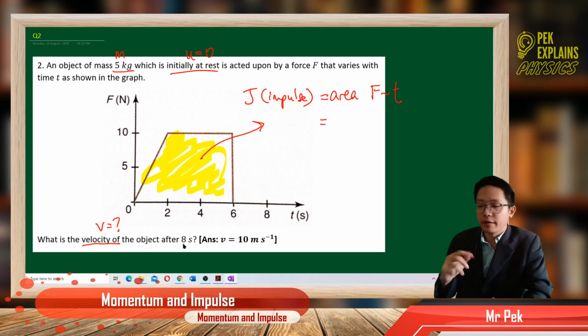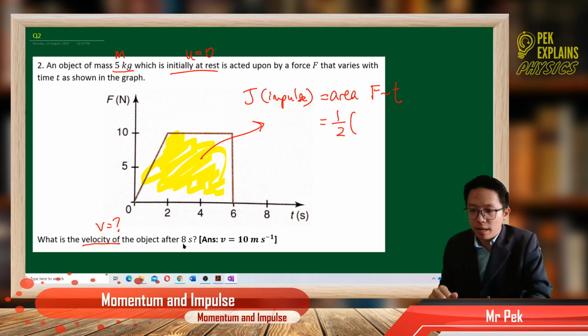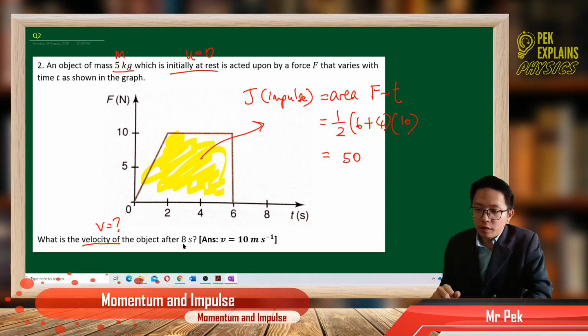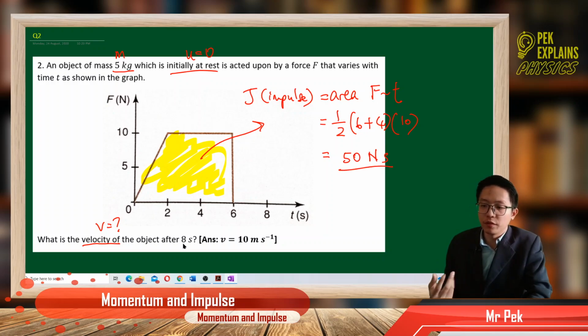Let us find the area under the graph. This is a trapezium. So the formula for trapezium is half times 6 plus 4 times the height, which is 10. So this gives us 50 Newton second. So Newton second is the unit for impulse. Now we have the impulse.